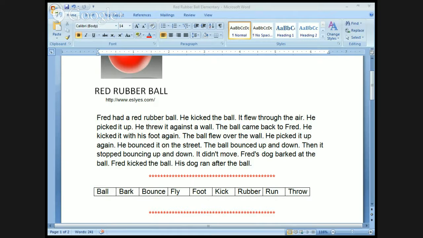Who bounced the ball? Fred. Is the ball rolling down the street? No. Is the ball bouncing? Yes. Is the ball moving? Sometimes. Is Fred's dog barking? Yes. And that is how you would quickly answer without thinking.